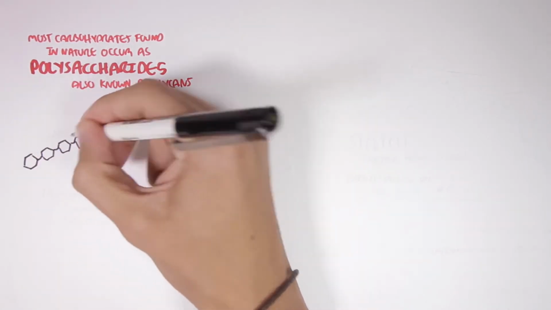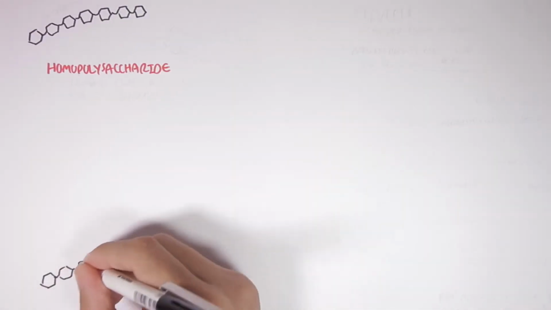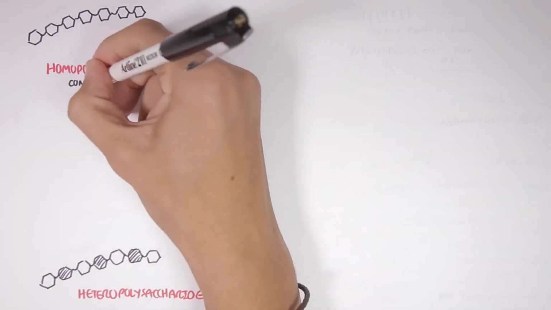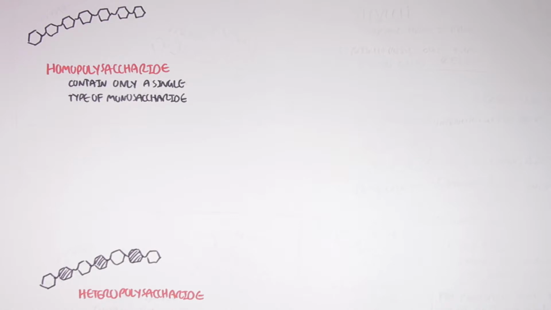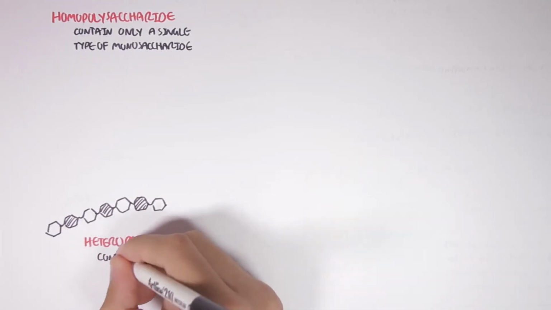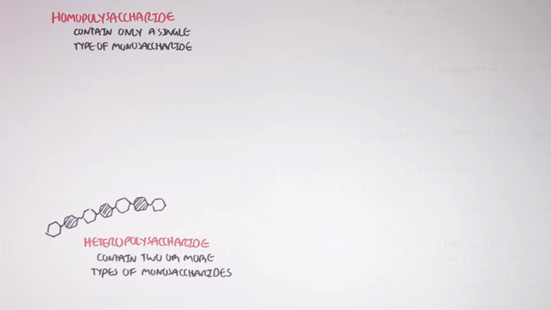To simplify things, polysaccharides can be a homopolysaccharide or they can be a heteropolysaccharide. A homopolysaccharide means the polysaccharide only contains a single type of monosaccharide. For example, it only contains glucose molecules linked together. A heteropolysaccharide means that the polysaccharide contains two or more different monosaccharides. So for example, a long chain of fructose and glucose molecules.